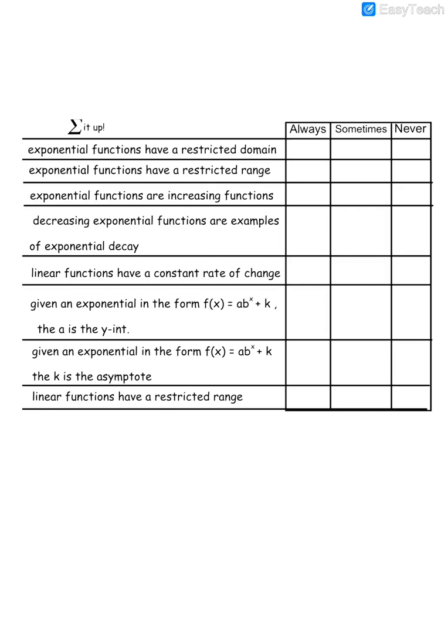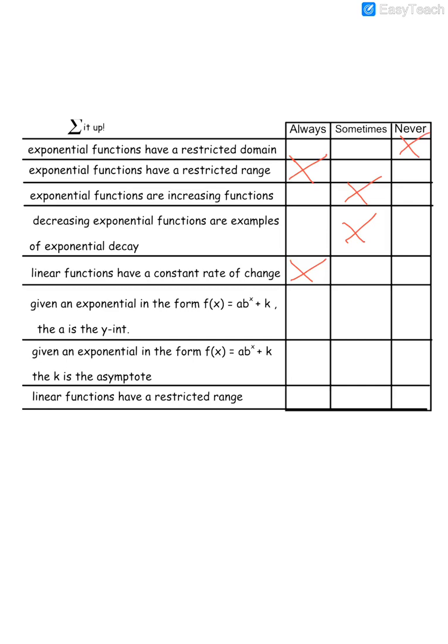Exponential functions have a restricted domain. Never. Exponential functions have a restricted range. Always. Exponential functions are increasing. Sometimes. Decreasing exponential functions are examples of decay. I would say sometimes. Remember, if they're in the 3rd and 4th quadrant, they usually have neither growth nor decay. Linear functions have a constant rate of change. Always. They have slope.